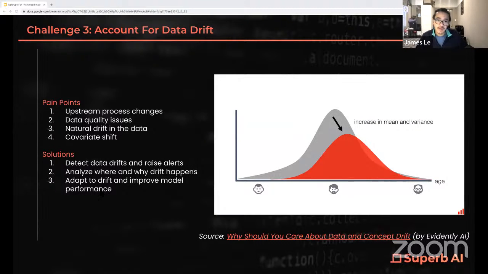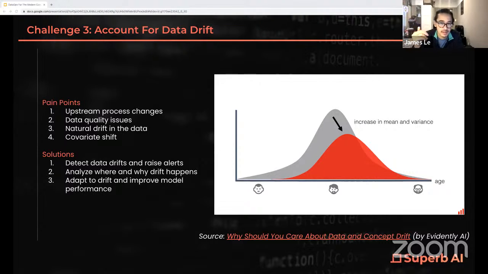And then the third and the final challenge is what I call accounting for data drift. So the idea of data drift is that basically the training data set that you use to train your model in your local environment is going to be different from the production data that you use when you put your model into production, right? Because the data change all the time.